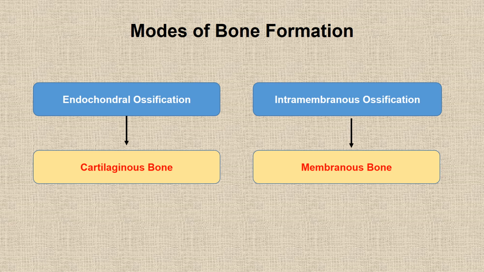Now, modes of bone formation. There are two modes of bone formation. One is endochondral ossification, which gives rise to cartilaginous bone, and the other mode is intramembranous ossification, which gives rise to membranous bone.